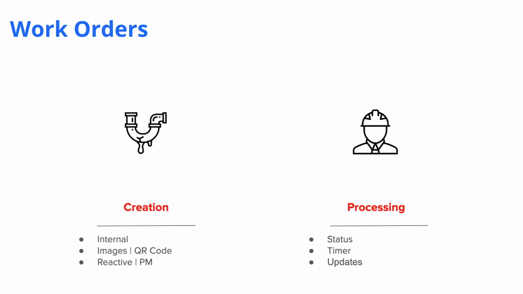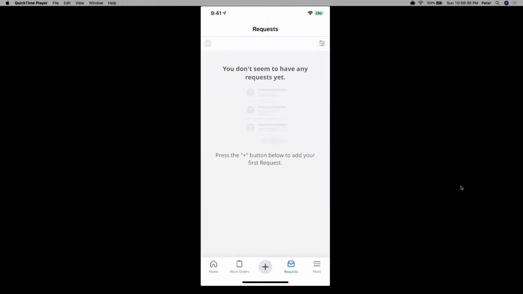And then there are features where you can add images to them. You can scan a QR code for a particular asset or part for a work order. And then finally, with these created work orders, you can process them out. Some of these are: you can change its status, you can use a timer function, or even communicate with other team members using the updates function. So let's dive right back into the app and take a further look.